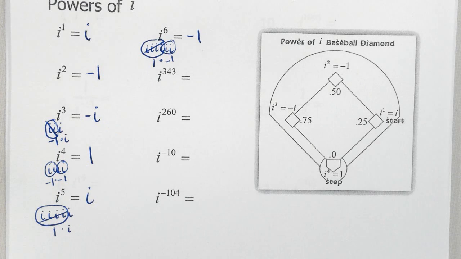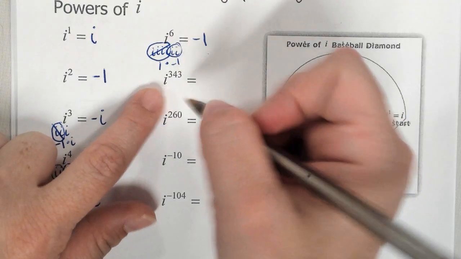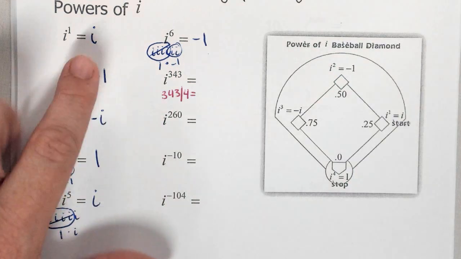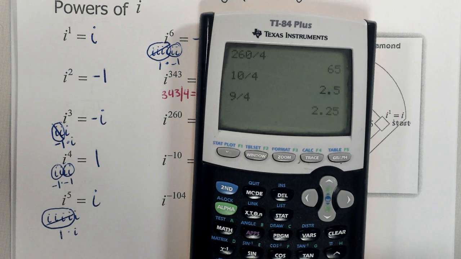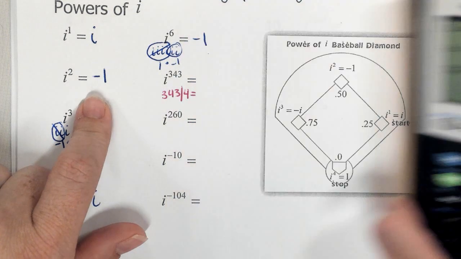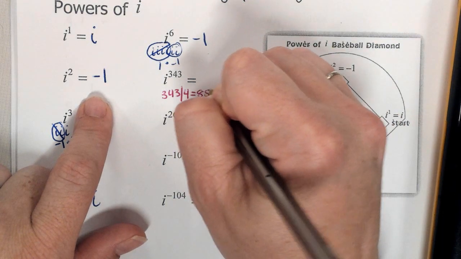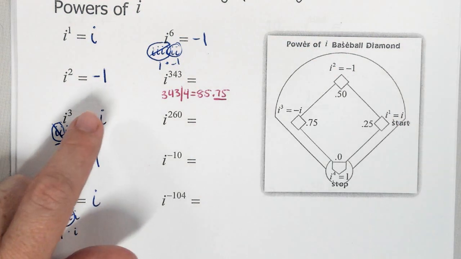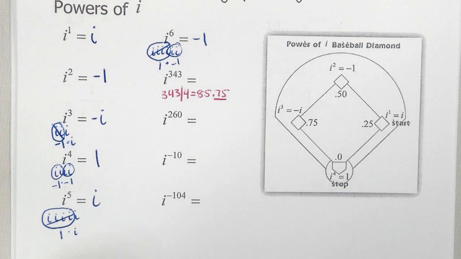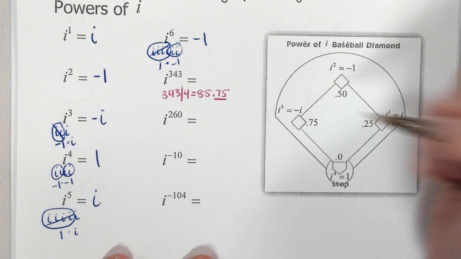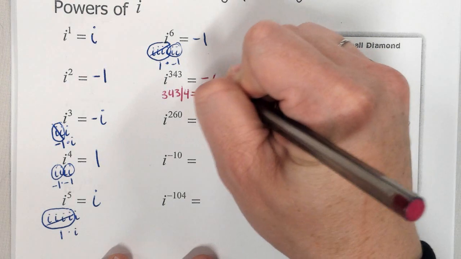But how many options are there? 4. So what we can do is take our exponent and divide by 4, because there are 4 options. So 343 divided by 4, and we get 85.75. Now, this is not my answer because that's not one of my options, but 0.75, think of quarters. How many quarters is 0.75? 3 quarters. So third base, well, look, I even labeled it for you. So what's my answer? Negative i.